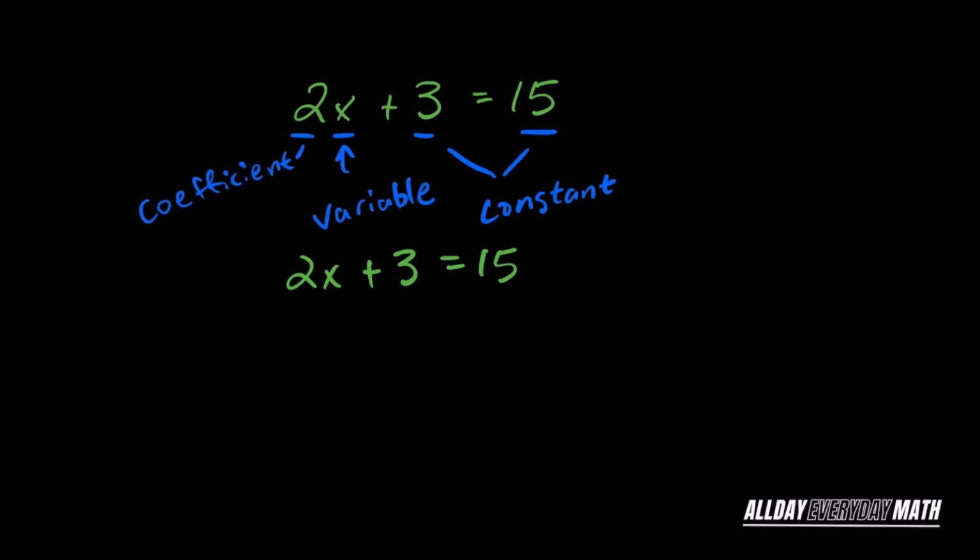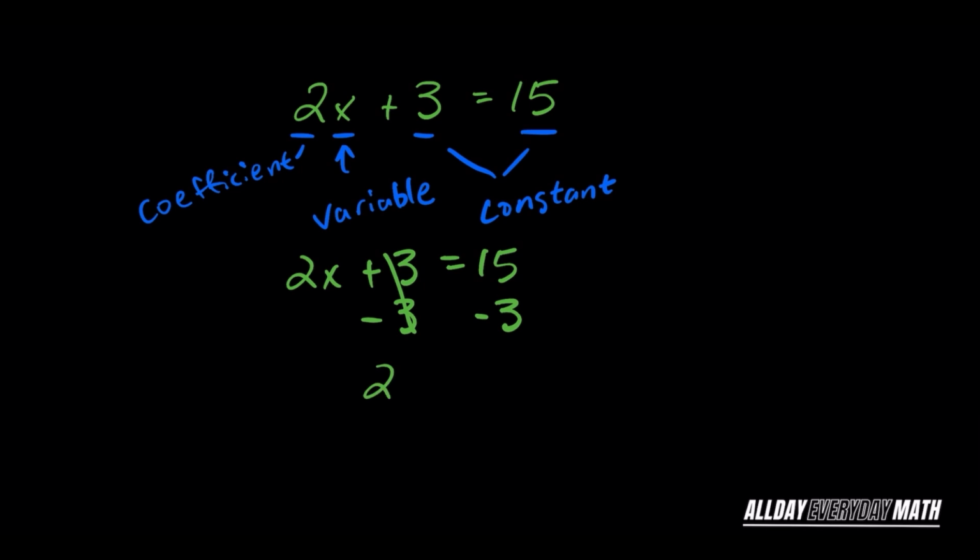So the first thing I want to do is, we're trying to get this variable by itself, and so I'm going to get rid of this plus 3, right? How do we get rid of a plus 3? We're going to subtract 3, okay? And what we do to one side, we always have to do to the other. This is called inverse operations, or opposite operations, right? So we're just trying to get rid of the 3, so that's going to cancel out.